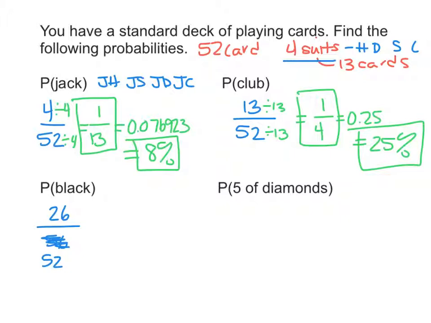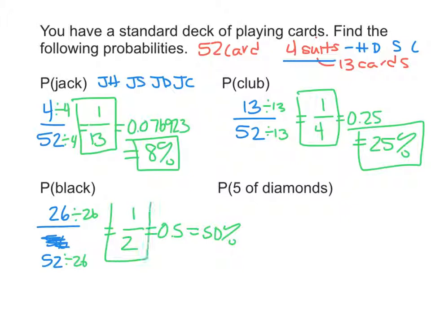So to simplify, both of these numbers are divisible by 26. So if you do that, you get 1 over 2. And if you divide 1 by 2, you get 0.5, or 50%. So the probability of getting a black card is 1 out of 2, or 50%. And that makes sense if you think about it, because if 2 suits are red and 2 suits are black, then half of the cards in the deck are black.